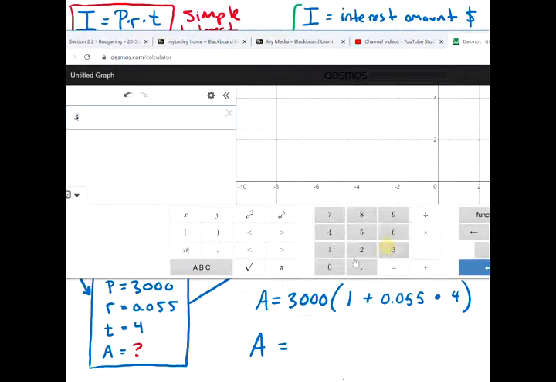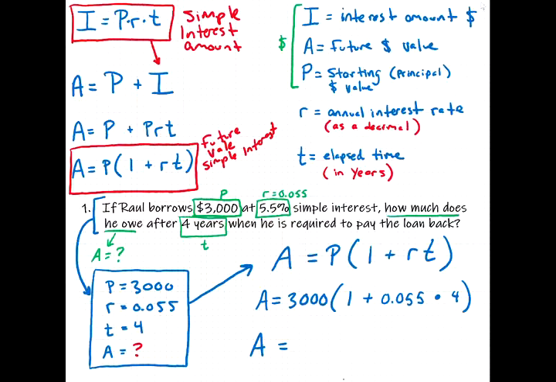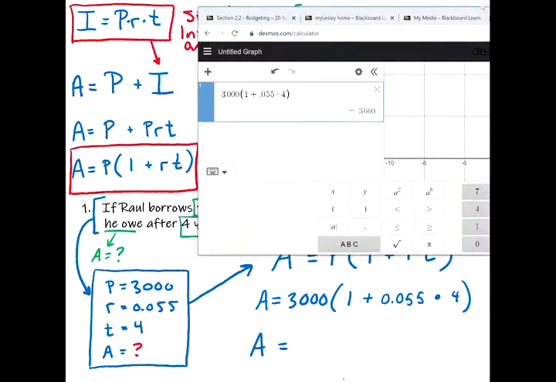Okay, so we've got 3,000, parenthesis, 1 plus 0.055 times 4, close parenthesis. And there we go. Easy as that. You just type it in exactly how you have it written on paper, and we see 3,660. So that is our answer. That is our answer for this problem. I could put it up here for right now.